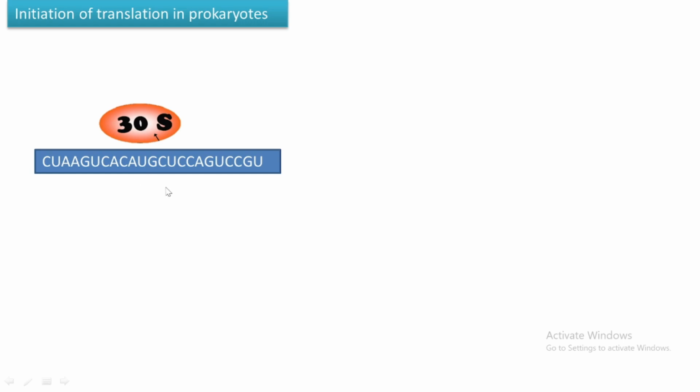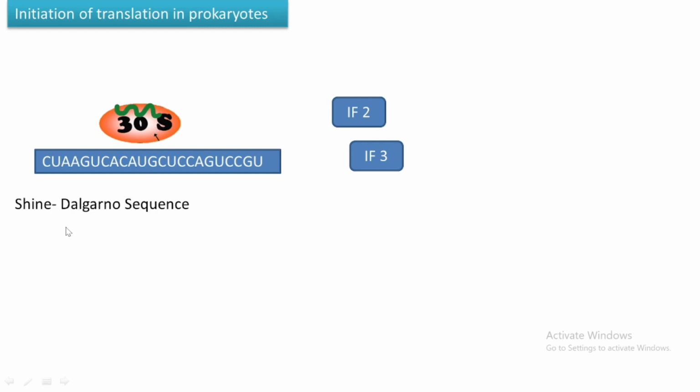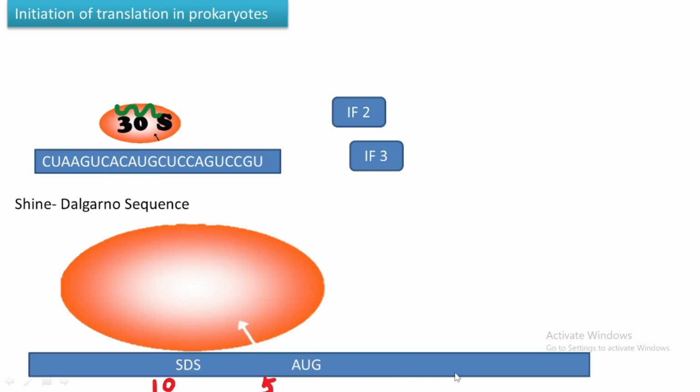For that initiation step in prokaryotes, some other proteins are also necessary. They are called initiation factors 2 and initiation factor 3. And along with that, one RNA in the 30S subunit is also very important. What is its significance, importance? I will explain to you now. Shine-Dalgarno sequence. This is a very important sequence that is present in mRNA. This is the mRNA and this is the starting codon.